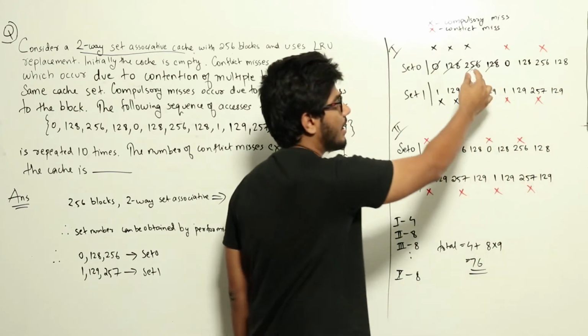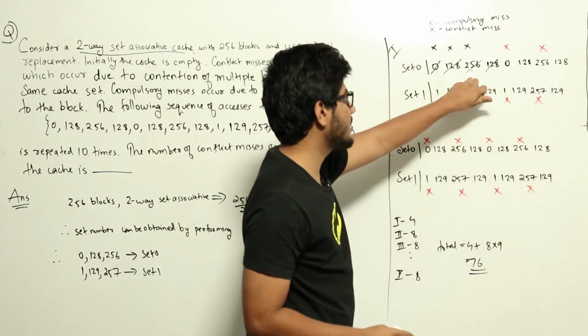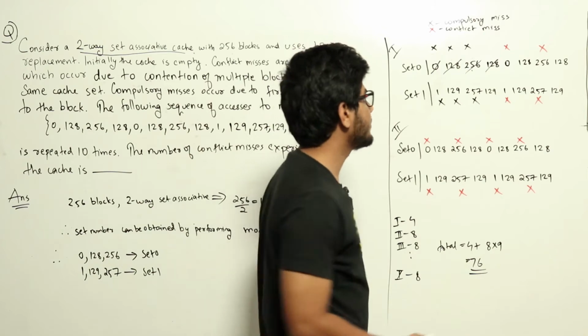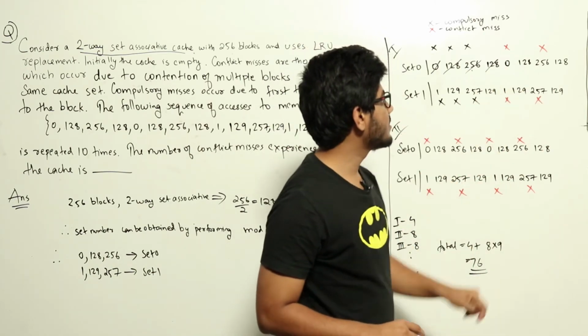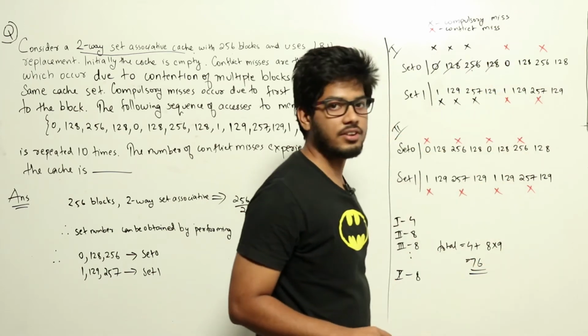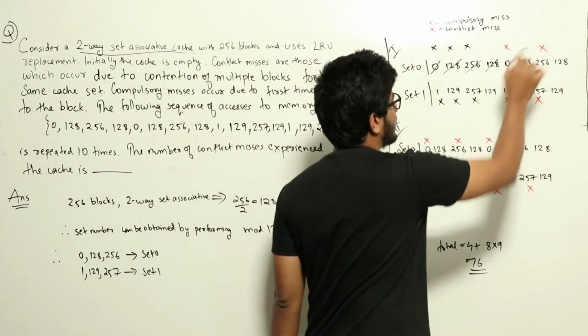Now again we had already accessed 256, which was there in the cache. Now it is gone from the cache. Now it's only 0 and 128 that are in the cache. So this is again a miss, and it is a conflict miss. It is not a compulsory miss. So I have denoted a red cross here.